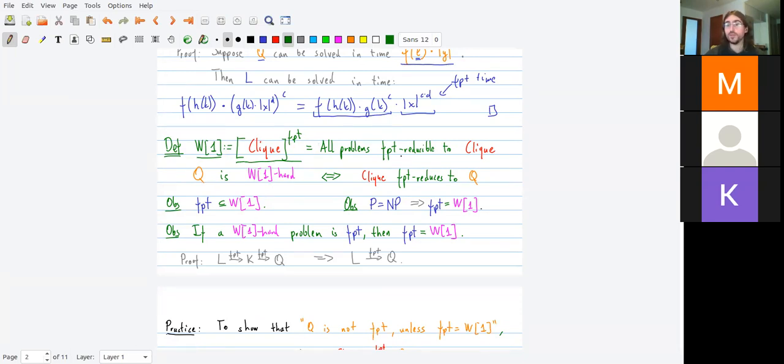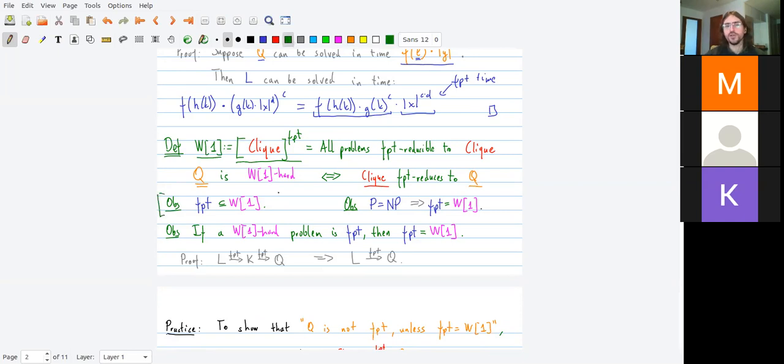So this means that, similar as NP consists of all the problems that can be reduced in polynomial time to SAT, I will say that W1 consists of all the problems that can be FPT reduced to the clique problem. So all the problems for which clique is as hard as them. And then a problem Q is W1 hard, think of analogy to NP hardness, if the clique problem FPT reduces to Q. So in other words, Q is, with respect to fixed parameter tractability, as hard as the clique problem.